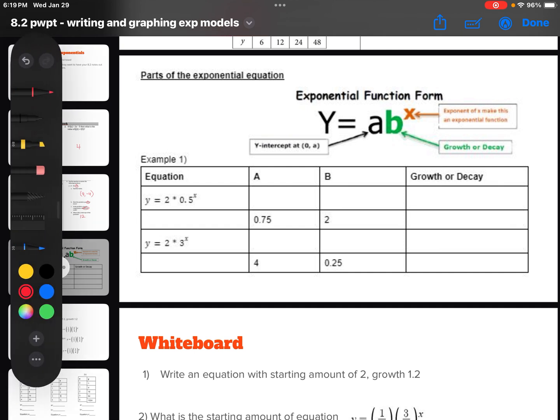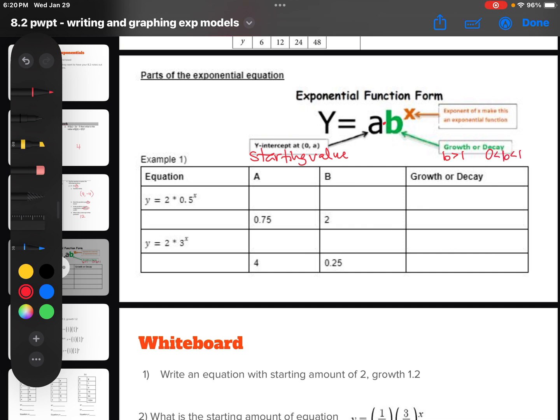First thing you need to know is that exponential functions look like the form y equals a times b to the x. Your a value is your y-intercept, which is your starting value. That'll make more sense tomorrow when we talk about modeling with exponential functions. Your b value is your growth or decay factor. If your b is greater than 1, it'll grow. And it'll decay if b is between 0 and 1.